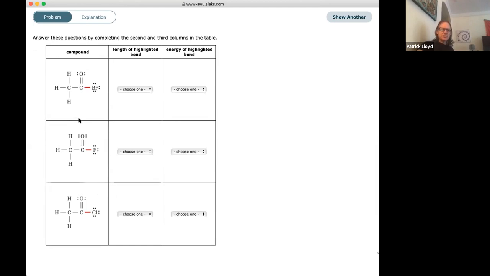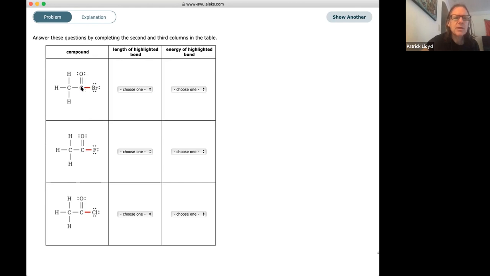these 3 different structures here. Now, I can't actually see. Oh, there it is. Okay, so there's the highlighted bond right there. So you see there's a highlighted bond right there, a highlighted bond right there, and a highlighted bond right there. So really what we're doing is we're comparing this bond to this bond to this bond.